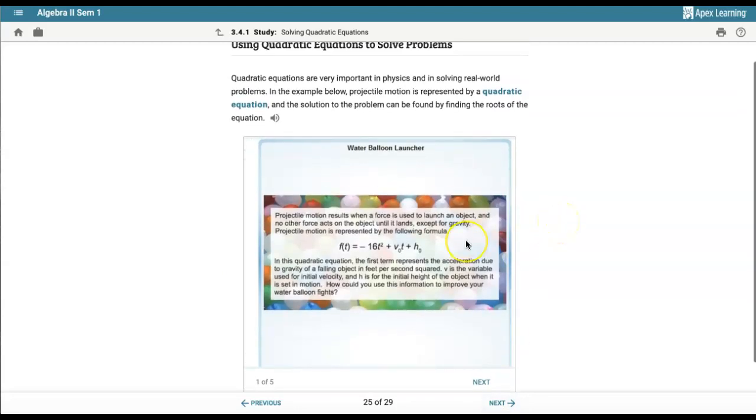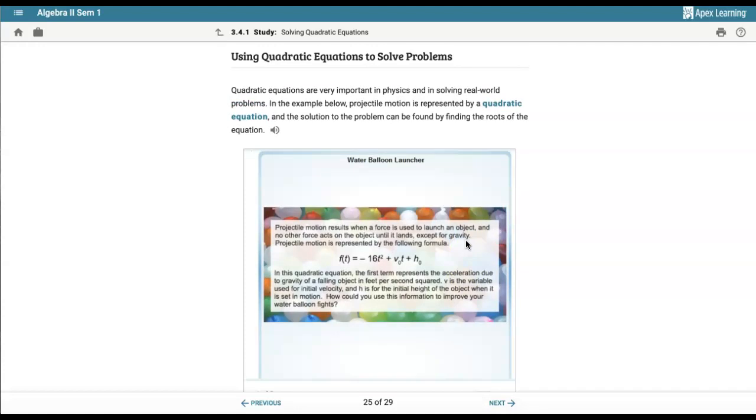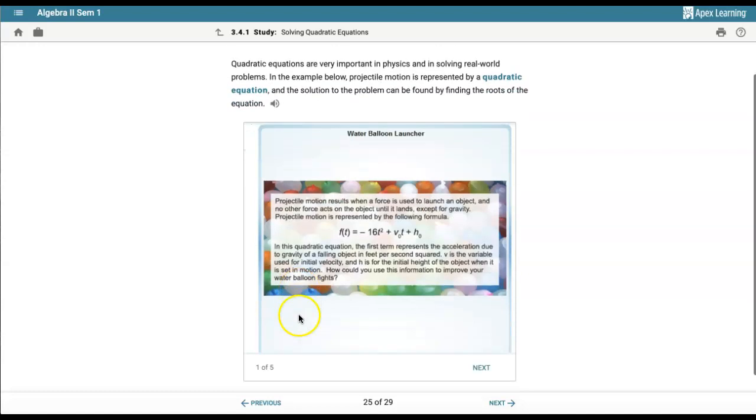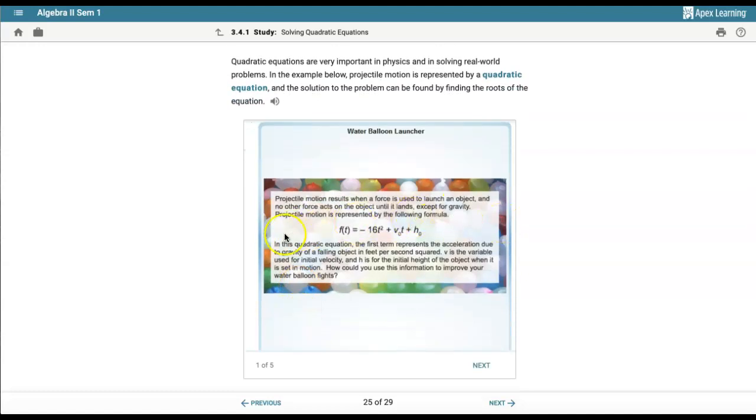All right, and again, this one is just a word problem, and I don't want you to get confused when you get to tests. This is all about just finding the variables that they tell you. So for example here, projectile motion is when an object is launched, and here's the equation represented by the following formula. The first term is represented by the acceleration due to gravity. V is the variable used for the initial velocity. H is for the initial height.